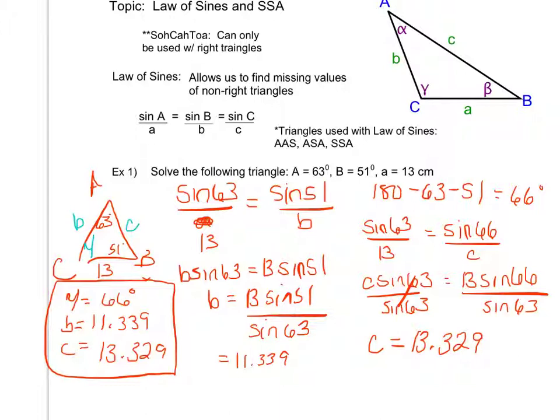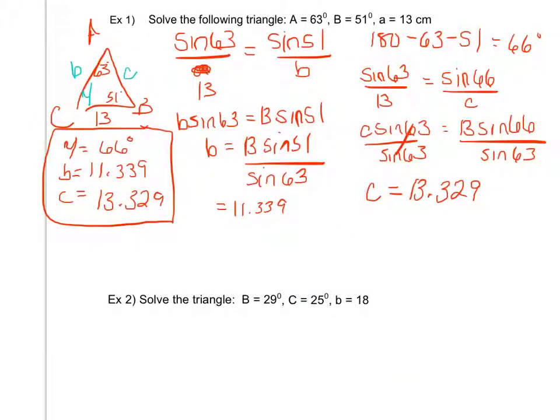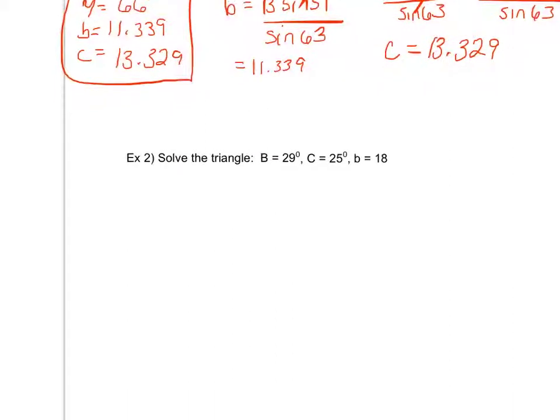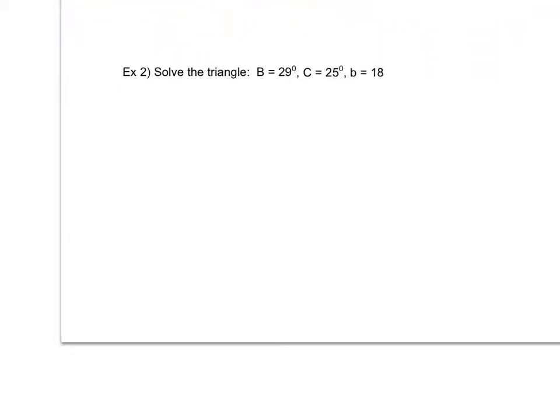I'm going to go ahead and look at a second example with this. There are only 2 examples on this video, so if you'd like to try one, the second one's a great one to try. But just like before, I'm going to start by drawing my triangle, so A, B, C, and labeling what I know. I know B is 29 degrees. I know that little b, which is always going to be across from big B, is 18. And I know that C is 25 degrees.